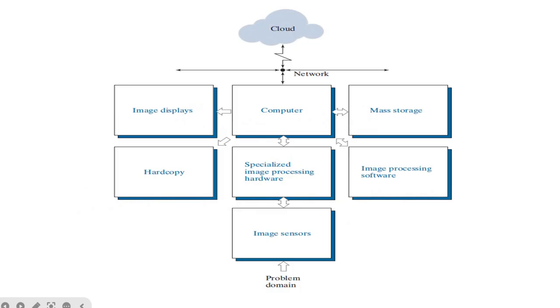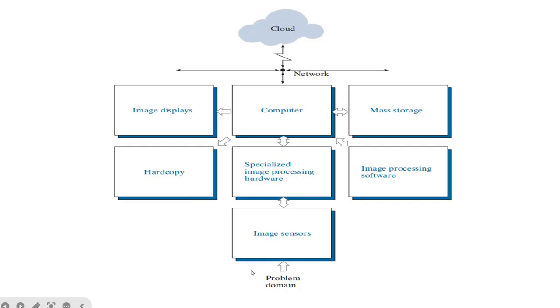Hello everyone. In this video, we'll see the components of an image processing system. This is the pictorial representation of the components of an image processing system, which consists of problem domain, image sensors, then you have specialized image processing hardware, computer, mass storage, image processing software, image displays, and the hard copy.